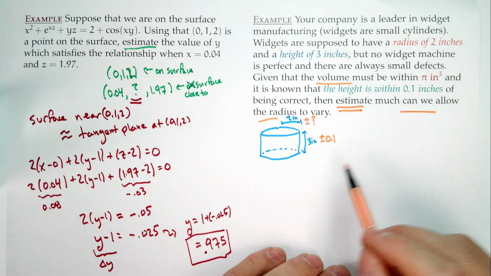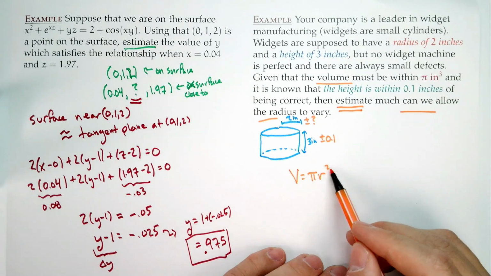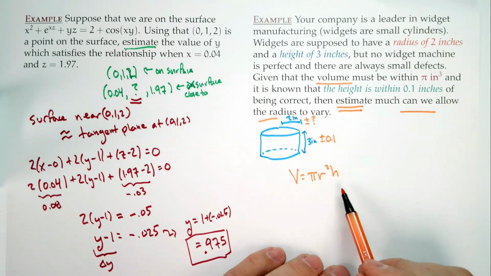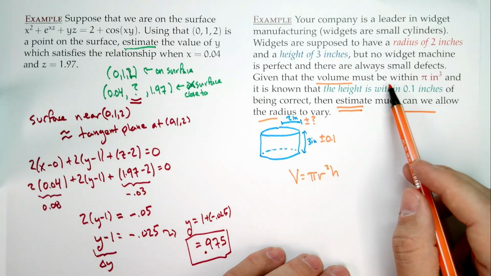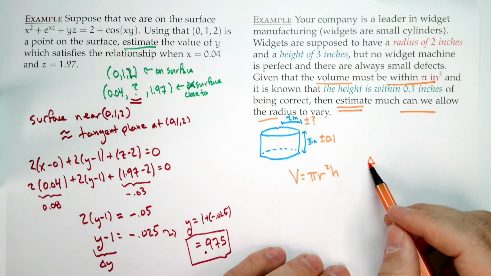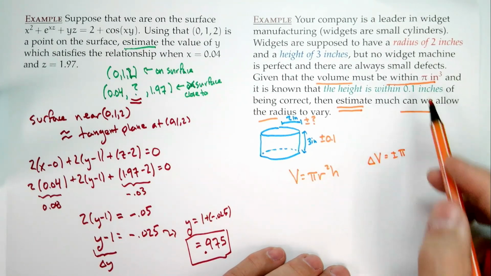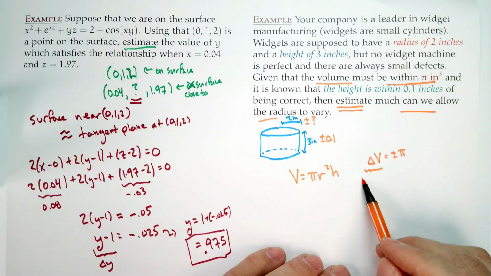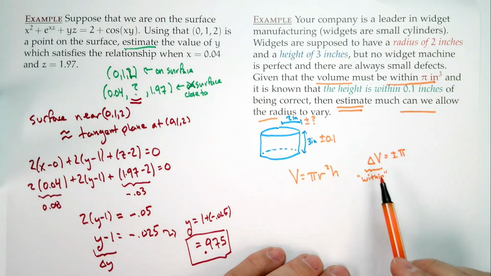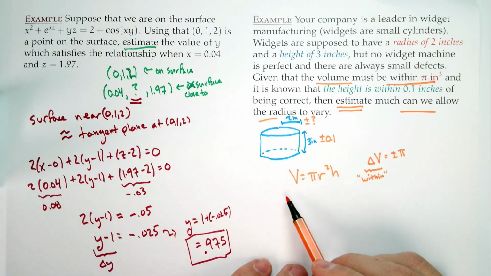So let's start with the volume of a cylinder. Volume is pi r squared h. So it's the area of the base, which is a circle, times the height. Now within pi cubic inches, well, that's saying that delta V can be plus or minus pi. So within pi, that's the delta V. So it's saying how much can volume change. So within plus or minus pi. So what we're going to do is we're going to say the following.